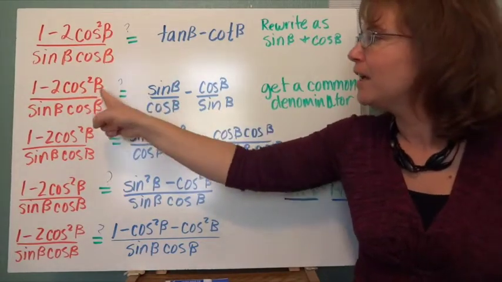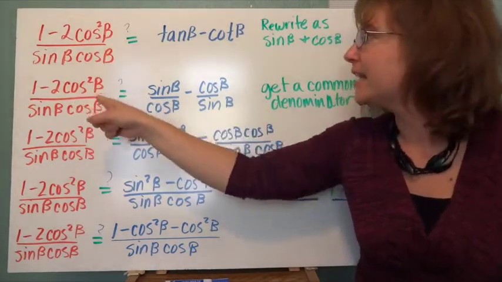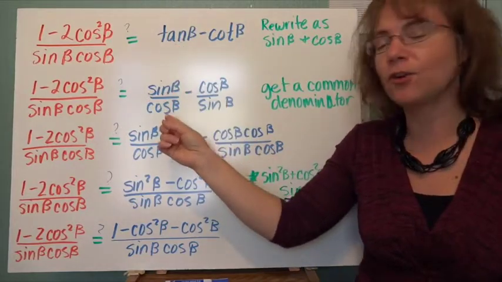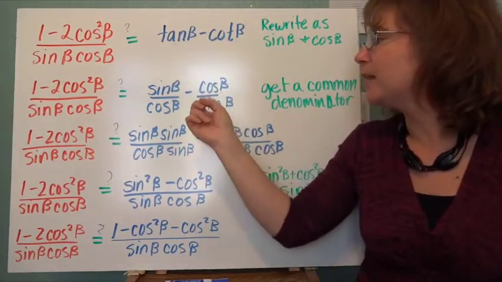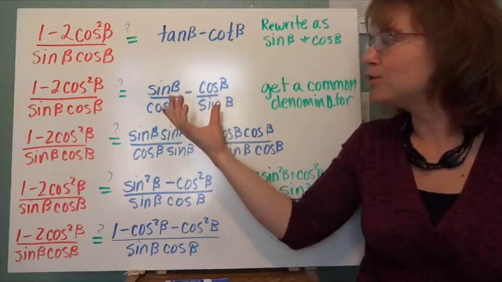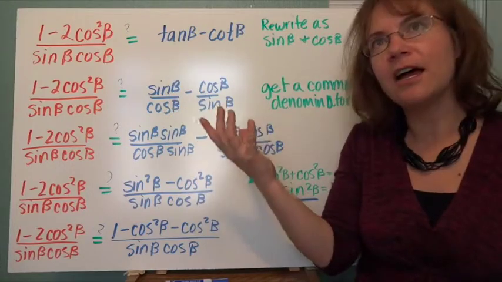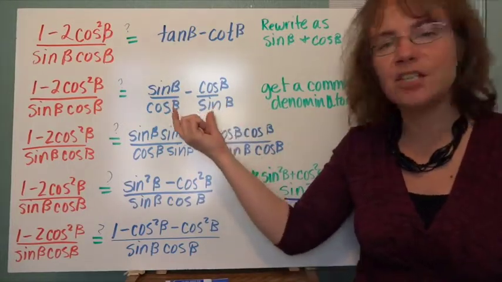So here, I didn't change the left-hand side at all, but I rewrote tangent as sine over cosine and cotangent as cosine beta over sine beta. So I just rewrote those. Another method that I use is to find a common denominator.